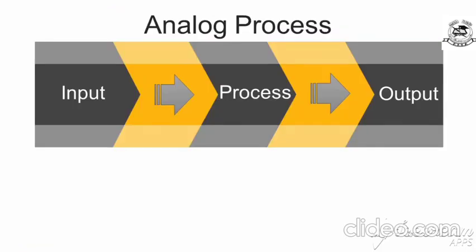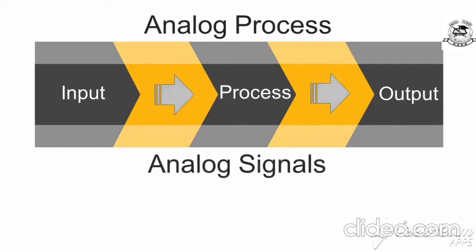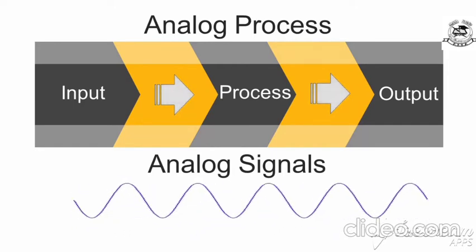This is the analog process: input, process, and output. The analog signals are like these strings.